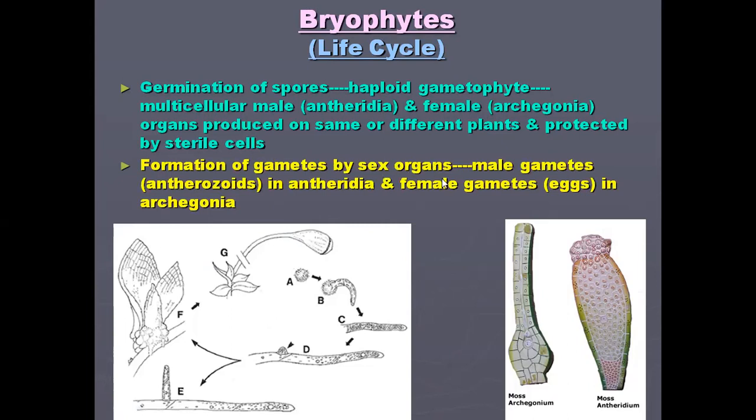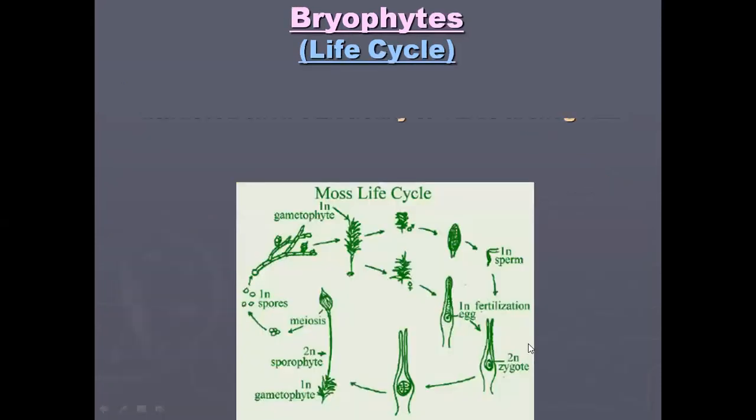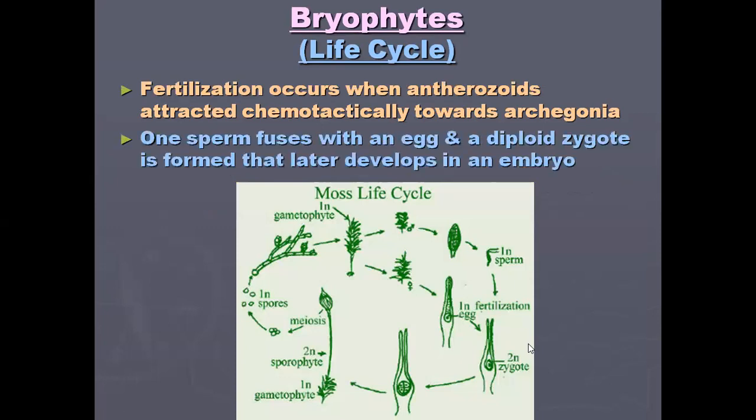Gametes are formed by the sex organs: the male gametes, antherozoids, are produced in the antheridia, and the female gametes, the eggs, in the archegonia. This is the antheridia in which the antherozoids are produced, and this is the archegonium, with a protected egg produced inside this area. In the general life cycle of the moss, fertilization occurs when the antherozoids are attracted chemotactically towards the archegonia. Fertilization takes place over here, and a 2N zygote is produced.